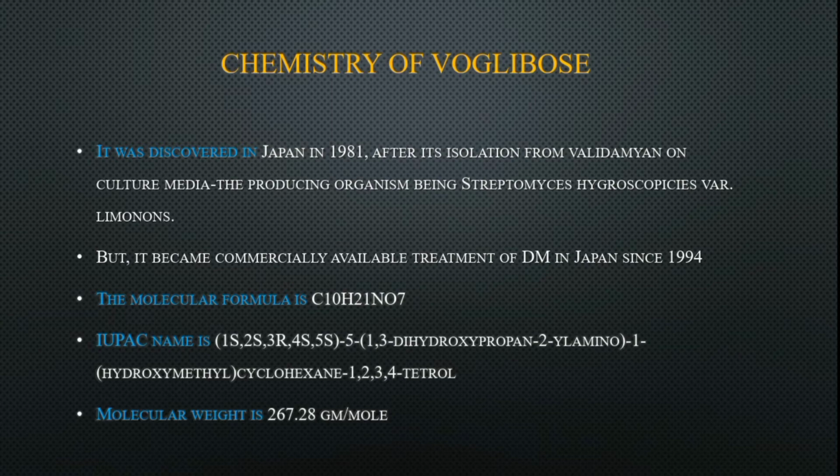Now coming to its molecular formula, it is C10H21NO7, so oxygen atoms are 7. Now coming to the IUPAC name: (1S,2S,3R,4S,5S)-5-[(1,3-dihydroxypropan-2-yl)amino]-1-(hydroxymethyl)cyclohexane-1,2,3,4-tetrol. So this is the IUPAC name. And the molecular weight is 267.28 grams per mole.